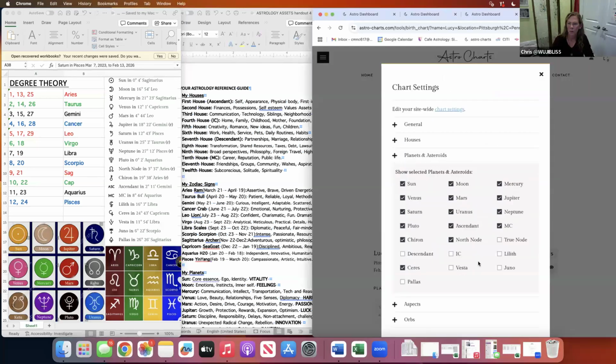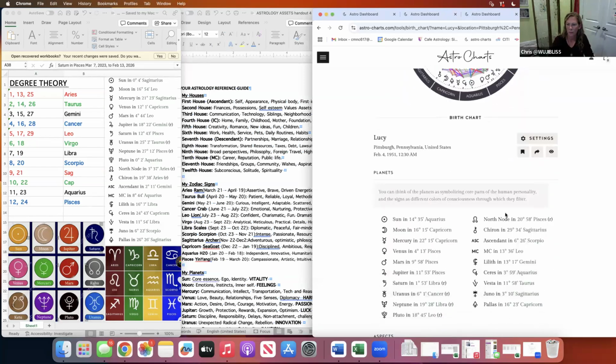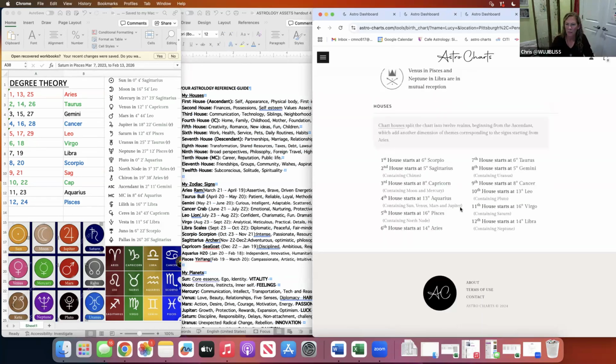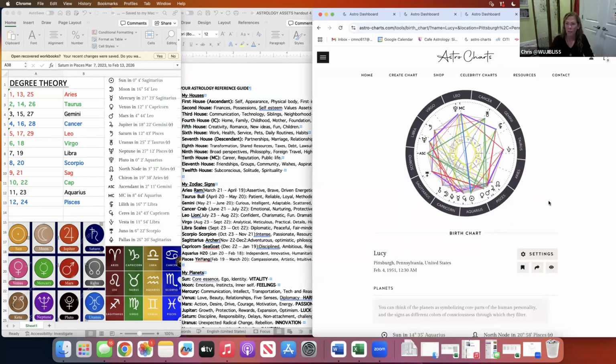Settings, including our asteroids. And we're talking about Saturn and Jupiter. I'm going to scroll down. Your Saturn is in the 11th house of friendships, and your Jupiter is in the 4th house with Sun, Venus, and Mars. So let's talk about Saturn in the 11th house.